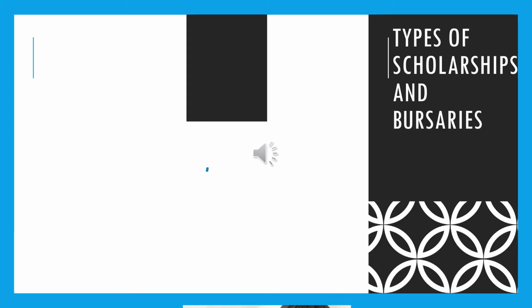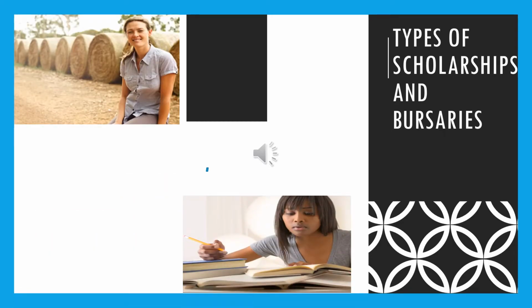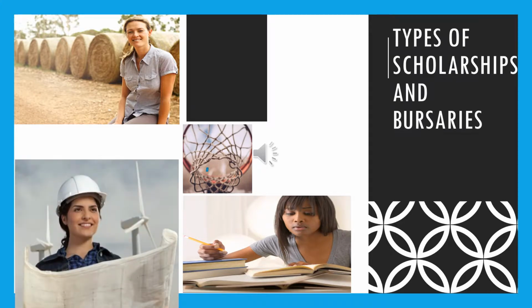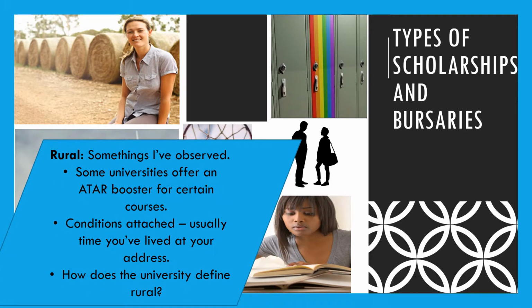Different types of scholarships and bursaries are aimed at different segments of society, and that will appeal to different students. So, for example, if you're a student from a rural background, there may be scholarships and bursaries pitched to you at a university, or sometimes it's just a boost in your ATAR score that you can get to gain entry to certain courses, but sometimes there are scholarships and bursaries that you specifically can apply to. Often they come with the condition that you have lived in that rural area for a certain amount of time.